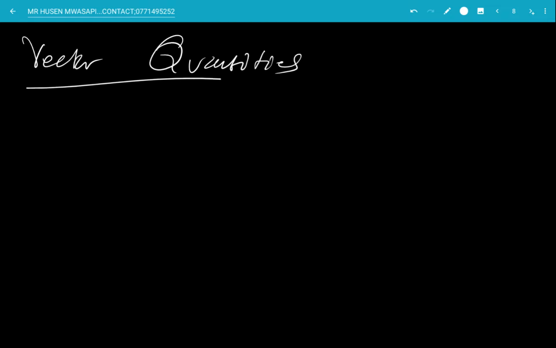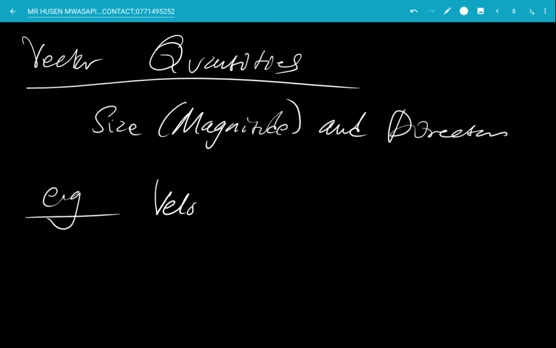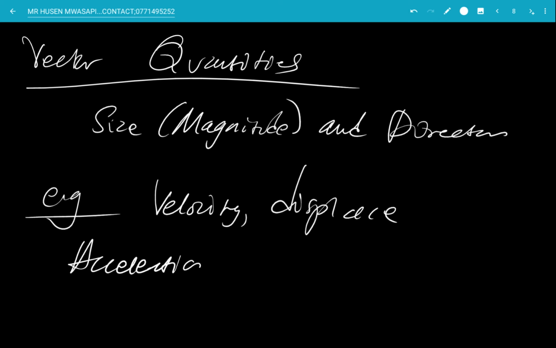Then we also have what we call vector quantities. Now vector quantities are just quantities that have both the size, which is called the magnitude, and basically they also have a direction. They have the size and the direction. A few examples we can look at are things like velocity, displacement. You can look at things like acceleration, and so on and so forth. Other things like force can be included amongst the vector quantities.